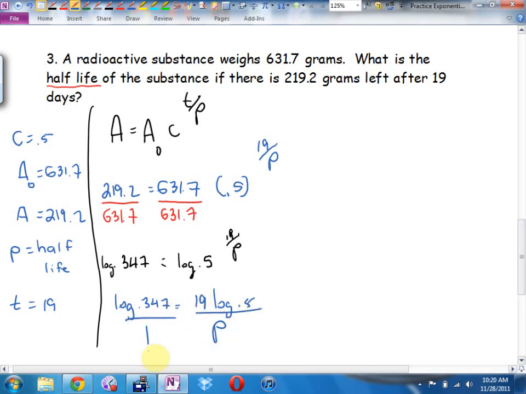You're going to get P log 0.347 equals 19 log 0.5. You're going to get P equals 19 log 0.5 divided by the log of 0.347.